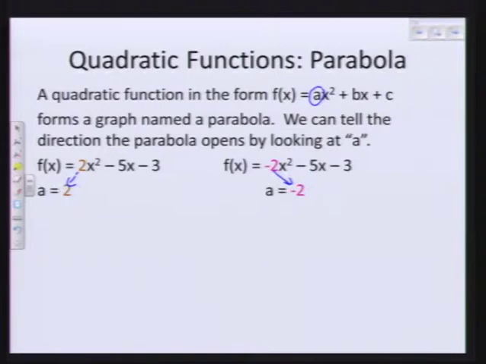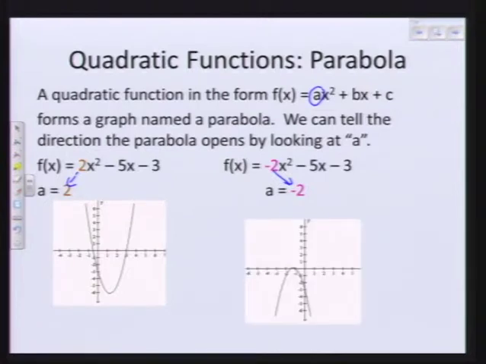And these values are going to have an influence on the way the graph looks. The first figure here was the graph of f of x is equal to 2x squared minus 5x minus 3. Notice that its general shape looks like it's going up and has a low point in it. Now the second figure is the graph of f of x is equal to -2x squared minus 5x minus 3, and notice that it looks like it has a high point in it. And that's truly what's happening here.